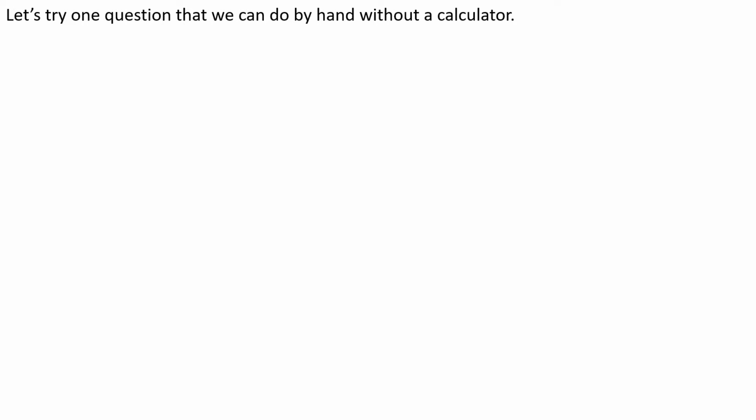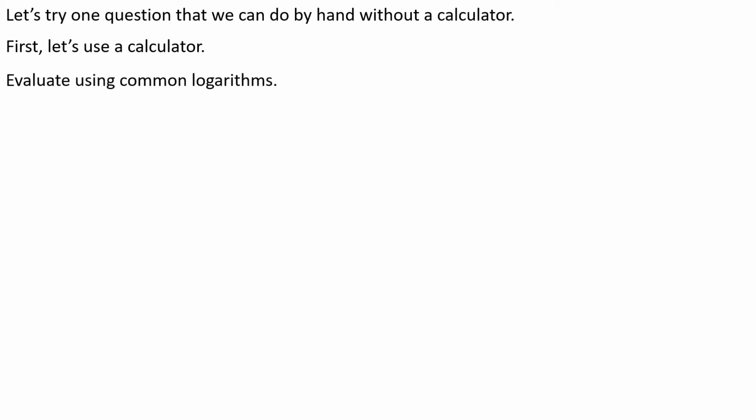Now, if you're kind of curious, is this really working? What is this mumbo jumbo? Let's try to do one that we can do by hand without a calculator. But before we do it by hand, let's use a calculator. Again, I'm going to do this with base 10, so I'll use a common log. I'll do it with base e, so I'll use a natural log. But then I'll do it by hand, and we'll see if we get the exact same answer all three ways. Using a common logarithm, this time I'm going to do log base 4 of 64, because this is one we can do by hand.